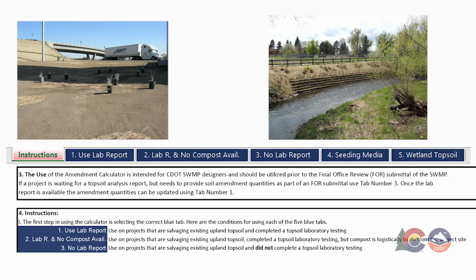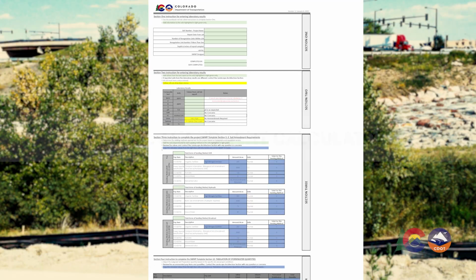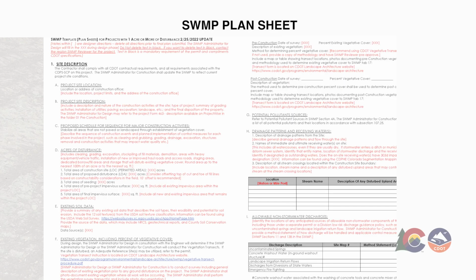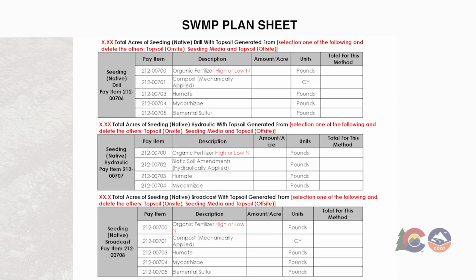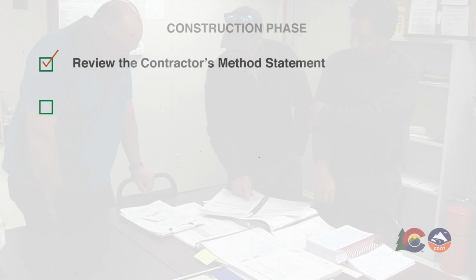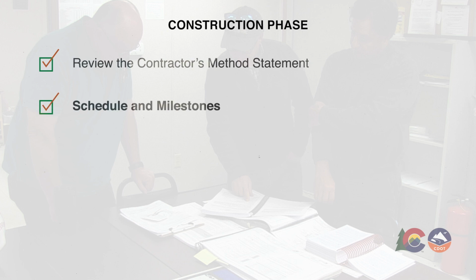The Instructions tab provided in the Topsoil Amendment calculator will help clarify uses for all 5 available tabs. Once the Topsoil Amendment calculator has been utilized, the appropriate data should be copied into the SWAMP template in the Soil Amendment Requirements. Let's proceed to the construction phase and examine the contractor's method statement, schedule, and milestones.